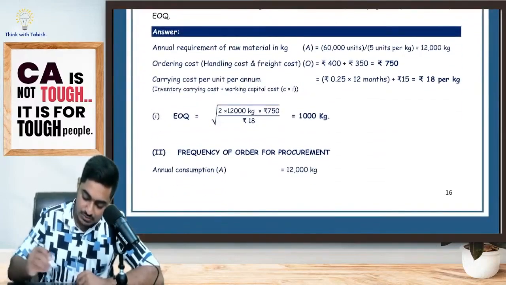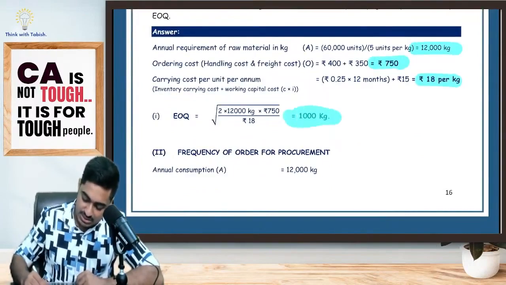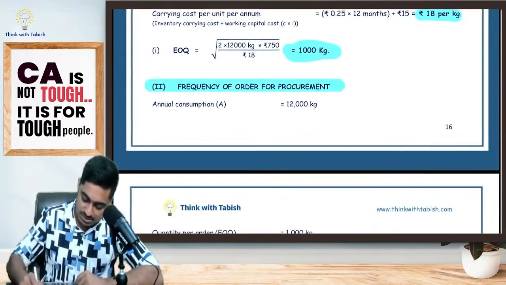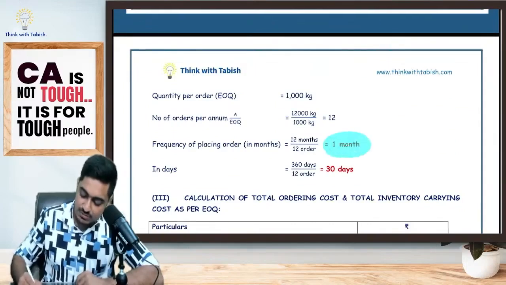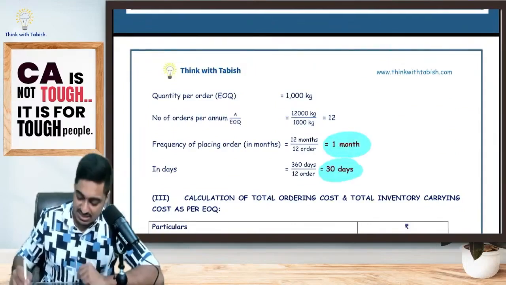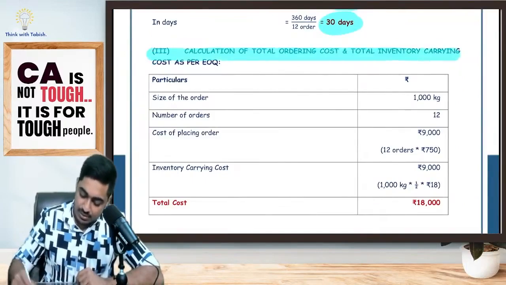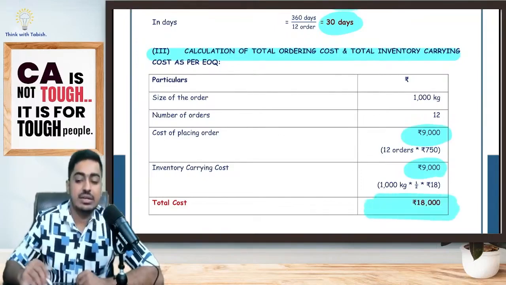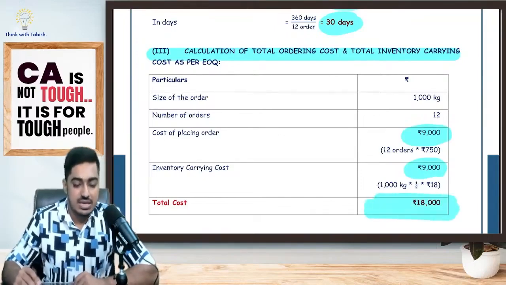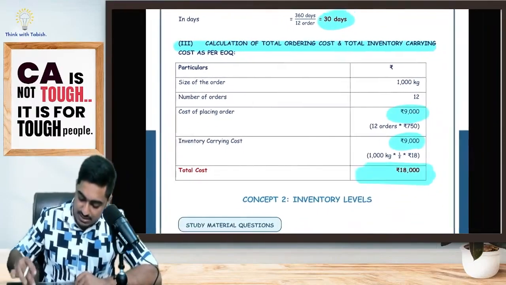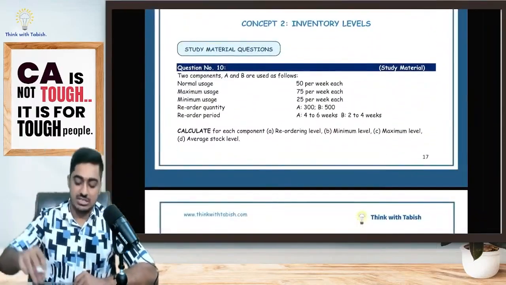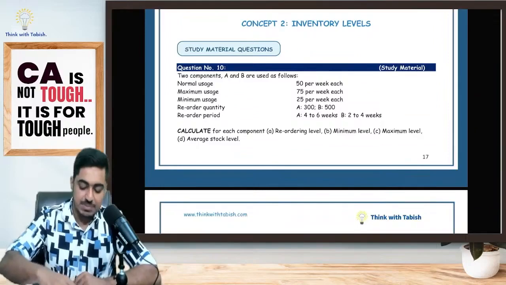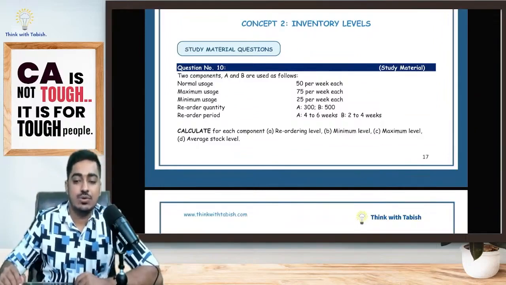Beautiful question. Annual demand 12,750, 18. 1000 kg was EOQ. Frequency of orders, I calculated in terms of months it is 1 month, in terms of days it is 30 days, whatever you want. Total ordering and carrying cost 9,000 plus 9,000 will make it 18,000 rupees. Is this clear? With this we have finished the first and the biggest concept in this chapter, which is EOQ.